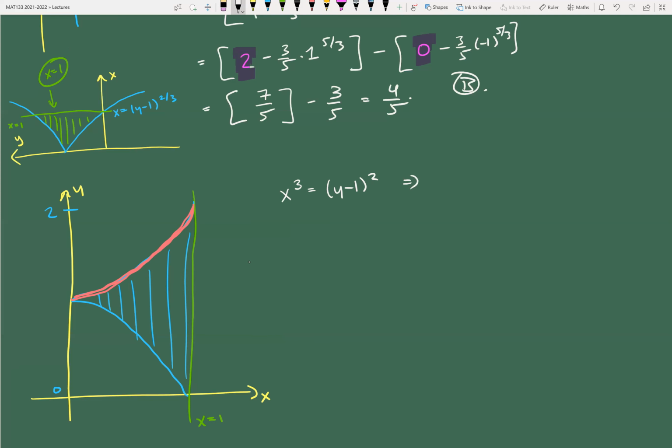So I'm going to take the square root of both sides. I get plus or minus the square root of x cubed is equal to y minus 1. That implies y is equal to 1 plus or minus the square root of x cubed, or maybe let's just write that as x to the 3/2, which might be a little nicer. And I'm going to guess that this is 1 plus x to the 3/2, and that the blue curve is 1 minus x to the 3/2.